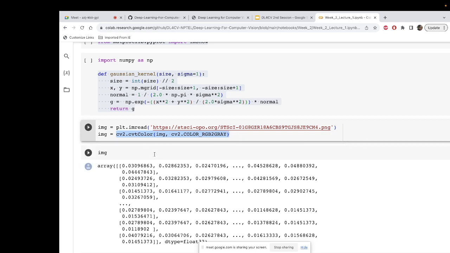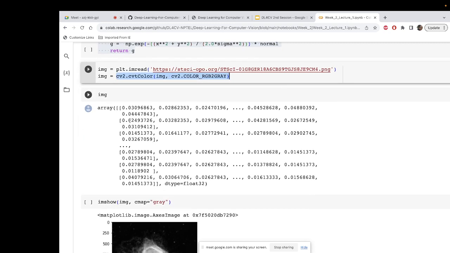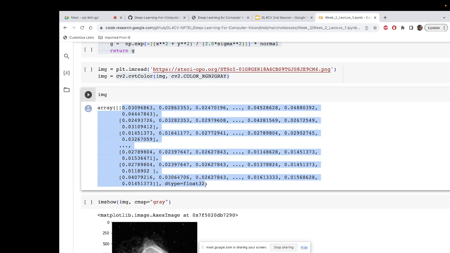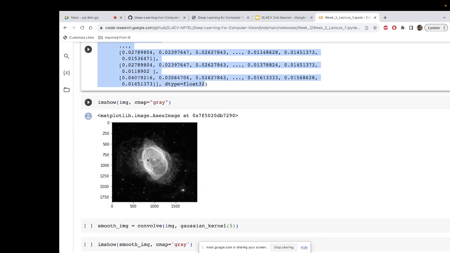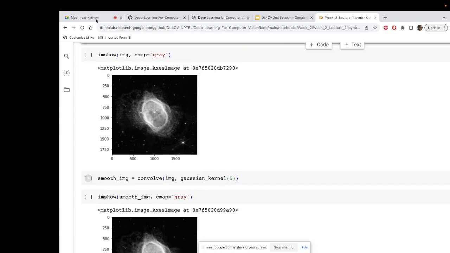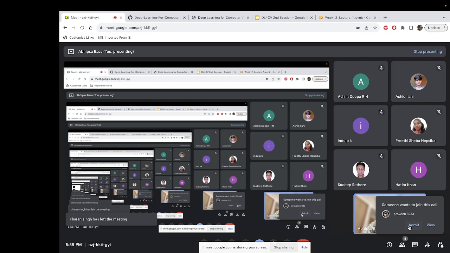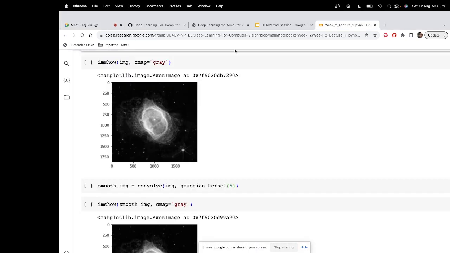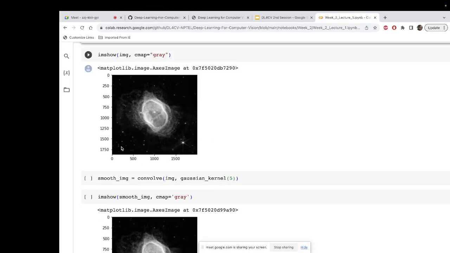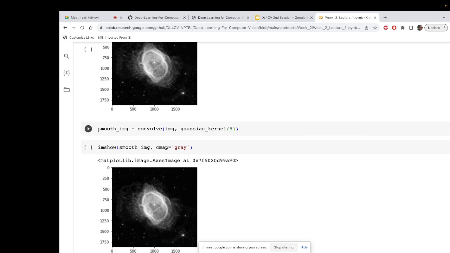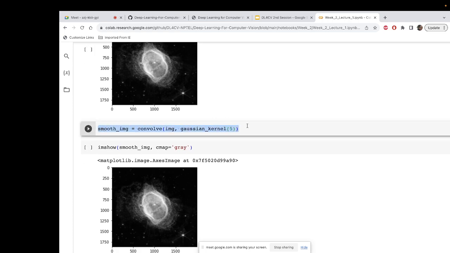So you have converted your image to grayscale, and now this image is of 2 dimensions, where you can see that the values are between 0 and 1, they are normalized. And this is the image that we saw way up, the image of some part of the universe maybe. And now, following the first point of the Canny edge detection algorithm, I am convolving the image with the Gaussian kernel with a standard deviation of 5.